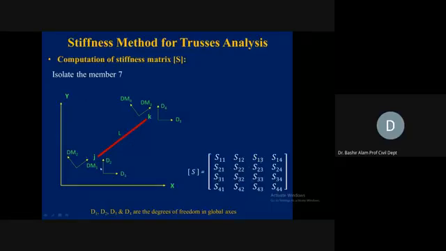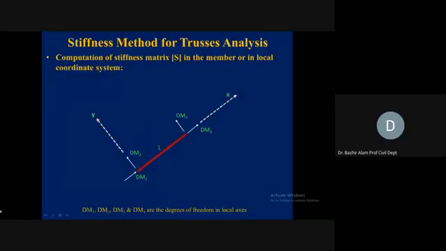How 4? 2 at one end and 2 at the other end. In the local axis, it is along the length of the member and perpendicular to the length of the member. And in the global axis system, we have horizontal and vertical, and horizontal and vertical. These are the degrees of freedom. So now, let's compute the stiffness matrix in the member or local coordinate system.